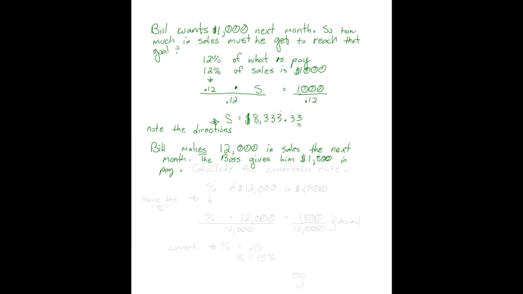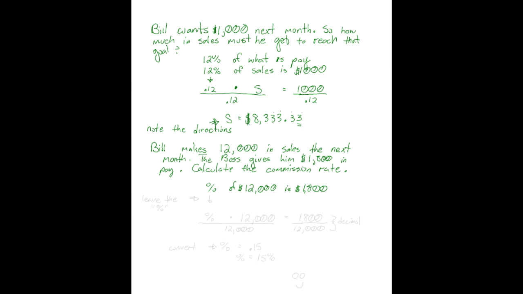Is this a good thing? So what he wants to do is calculate the commission rate, because if it's not much better than the 12% that he's been getting, then there's not really a bonus in here, and the boss is not being truthful. So Bill is thinking, well, I don't know what I'm making as a percent of the 12,000, but that is the $1,800 that the boss is giving me.